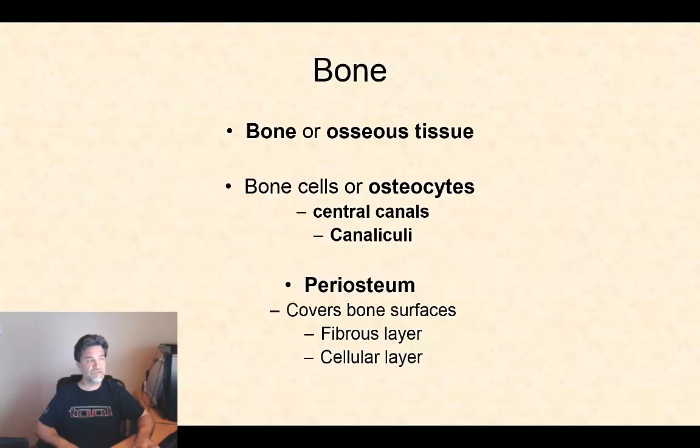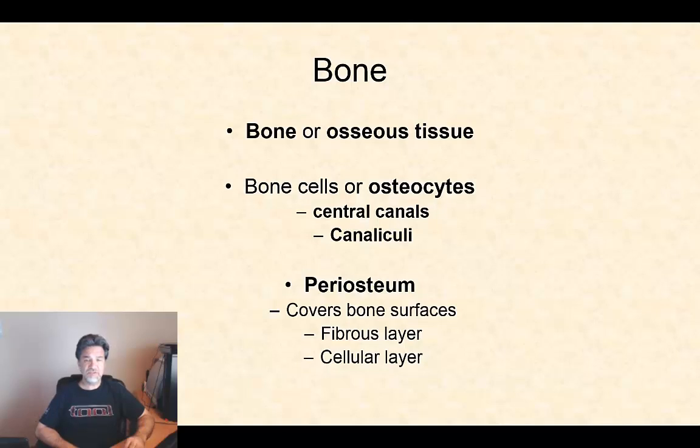Bone is our next major type of connective tissue, and bone is also known as osseous tissue. Just to start getting you prepped for chapter 7, we're certainly going to go into bone in a lot more detail in chapter 7. The bone cells that produce the matrix of bone are called osteoblasts. Once they've produced the matrix, they become osteocytes. The osteocytes will be included in cavities, or pits, called lacunae.